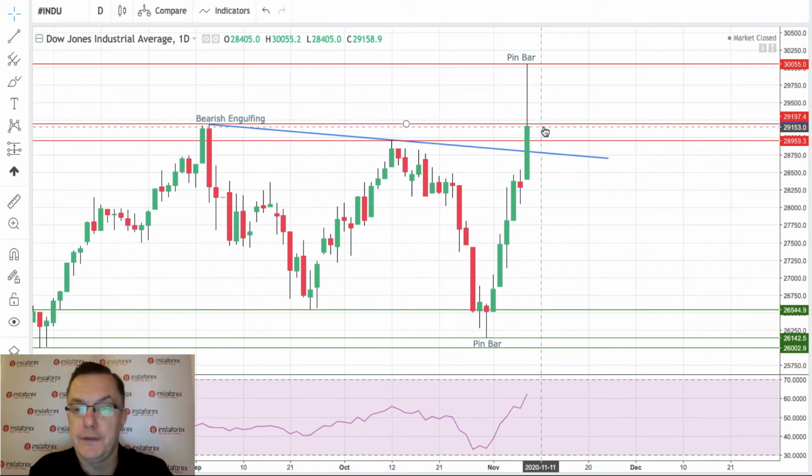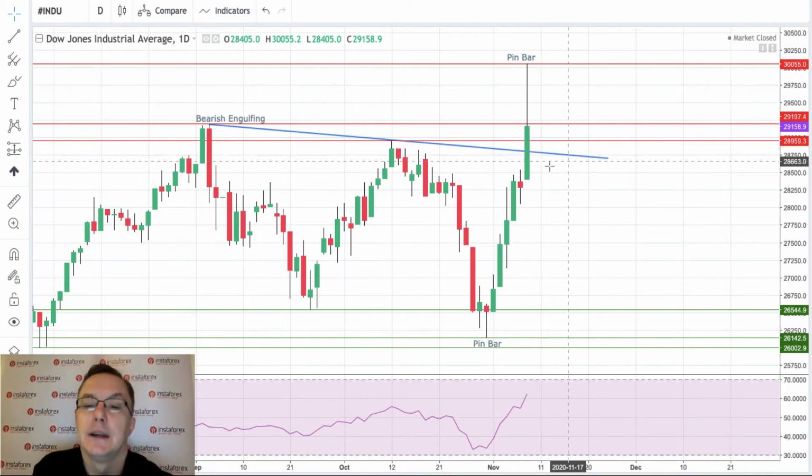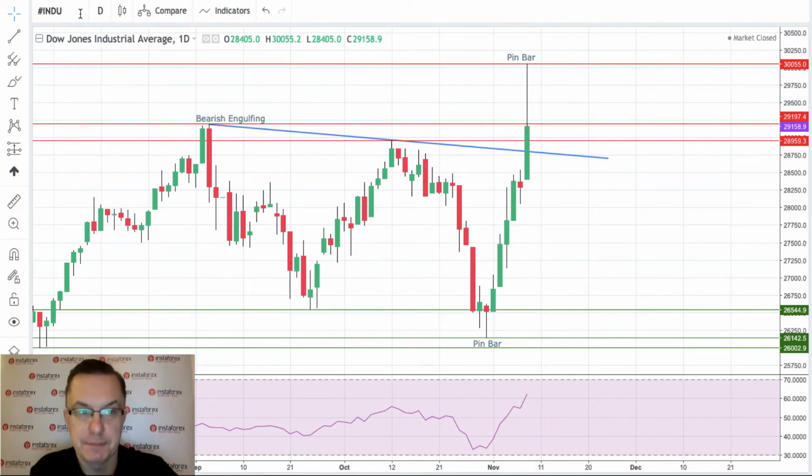So for today, I think we should break below 28,959, and we see if we can get below this blue line again, right? Because this might be some kind of a fake upward rally going on right now on the Dow Jones Industrial Average. So please pay attention to this.